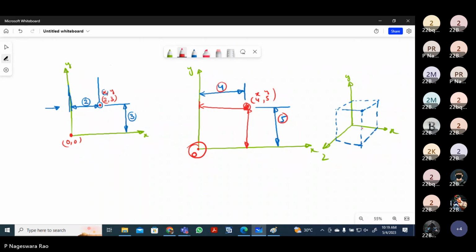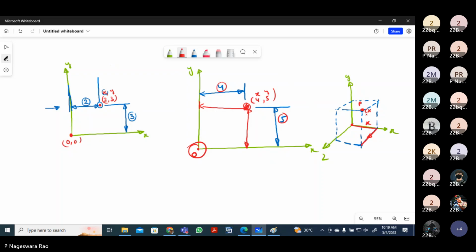Suppose you take this as the origin. Now this is the point where we want to get the coordinates. Suppose this distance is in the x direction, its x direction coordinate is x. And this is along the z direction. Now we can observe this is the z direction.